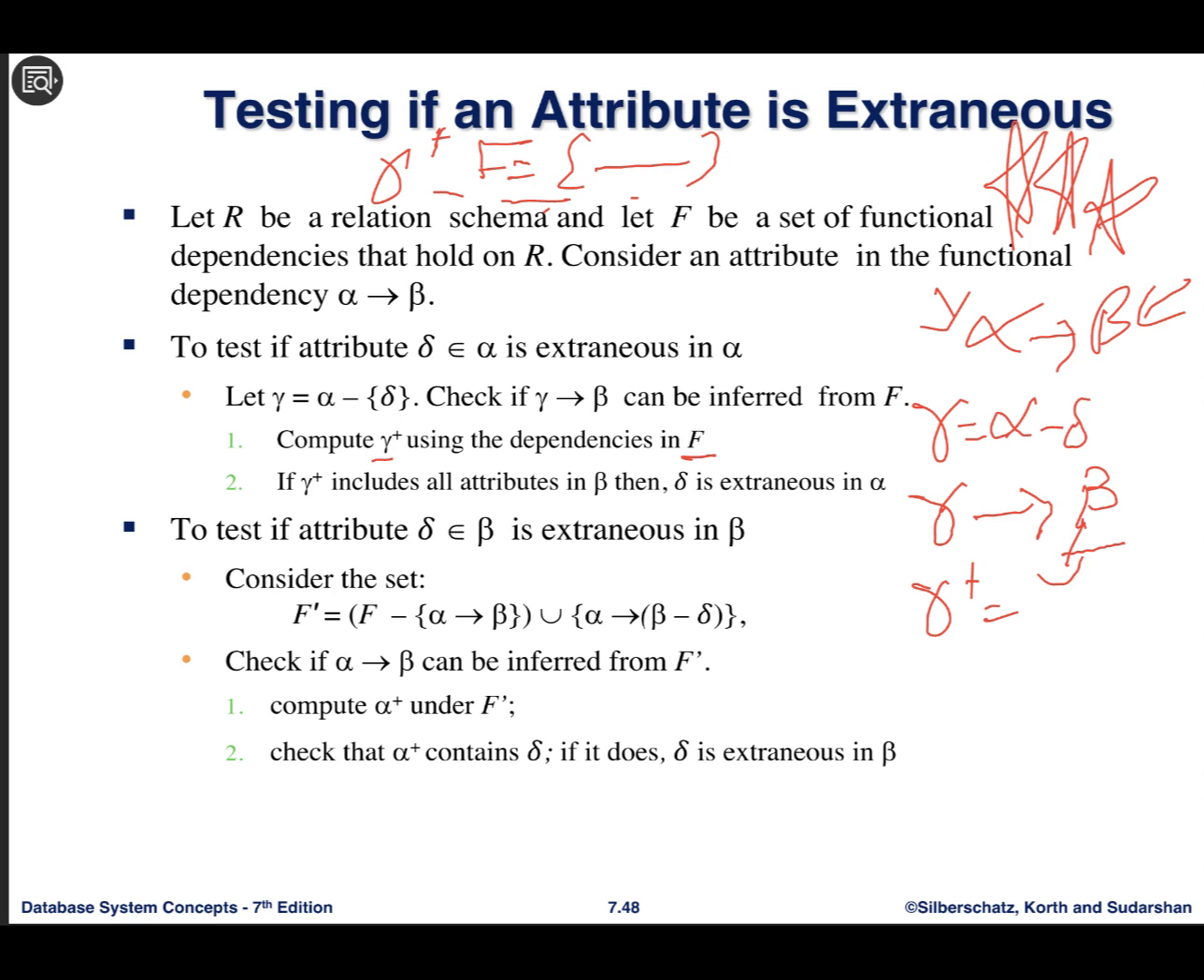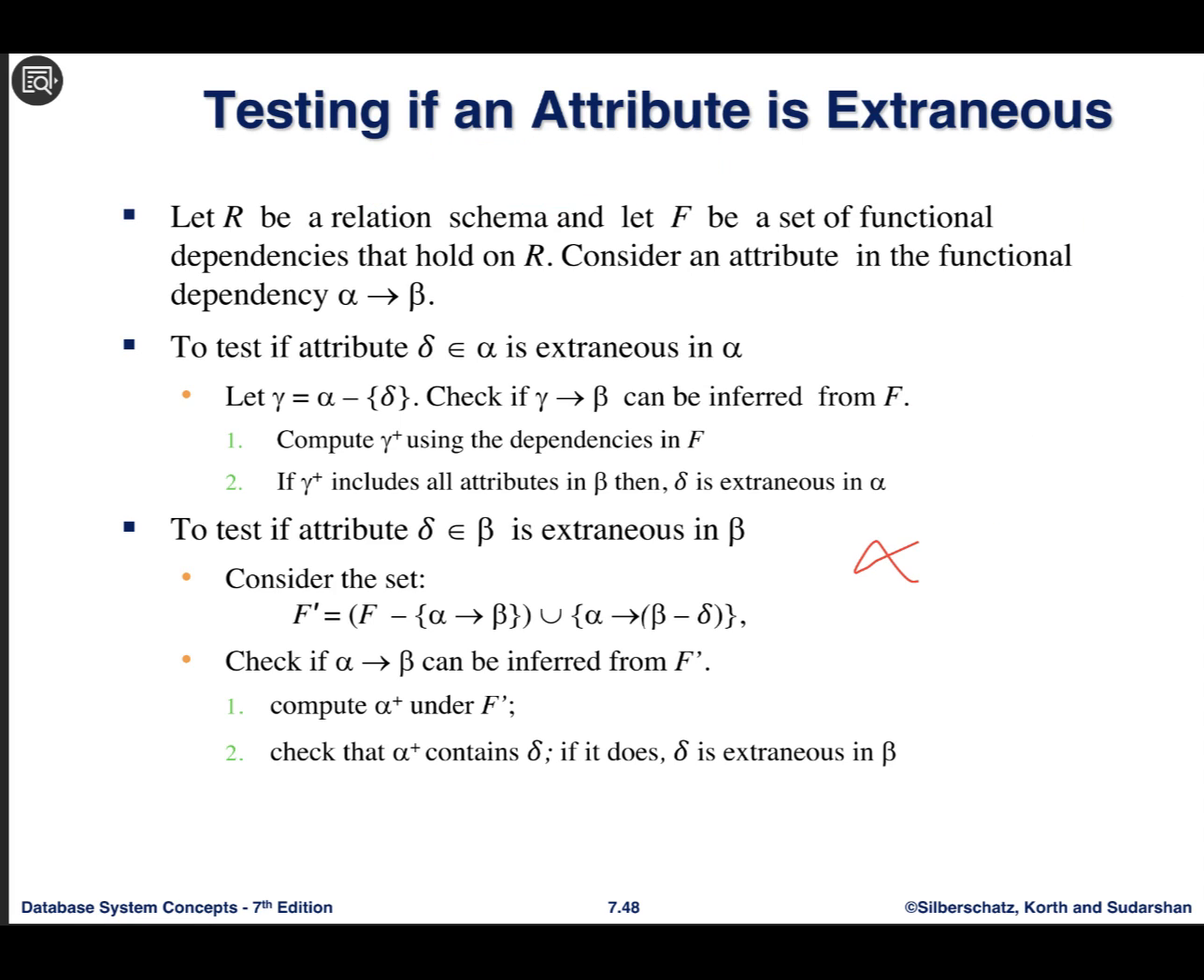To test whether an attribute on the right-hand side is extraneous, in this case, I remove something, and we have alpha determines beta. Suppose one attribute here is redundant. How can you test that? You do the following. First, you need to compute F prime. What's F prime? In this case, you remove something on the right-hand side, so you need to update the set of functional dependencies. You are not going to use the original one. You're going to use the modified, simplified version. So in this case we have F minus alpha determines beta.